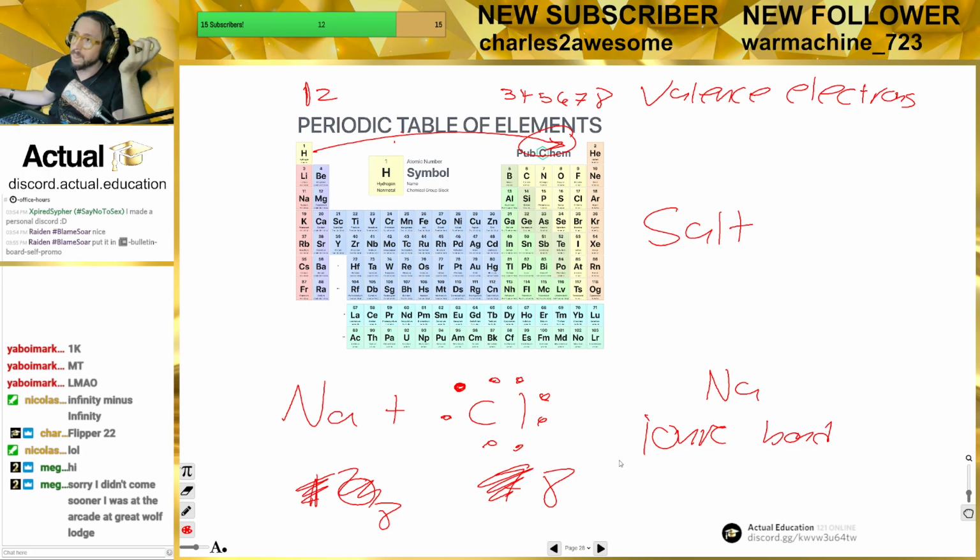Okay. So the next thing you guys do, so that's an ionic bond, right? What happens is, chlorine has 7. It's gonna steal 1 from sodium, so that chlorine now has 8 and sodium has 0, but really it has 8.